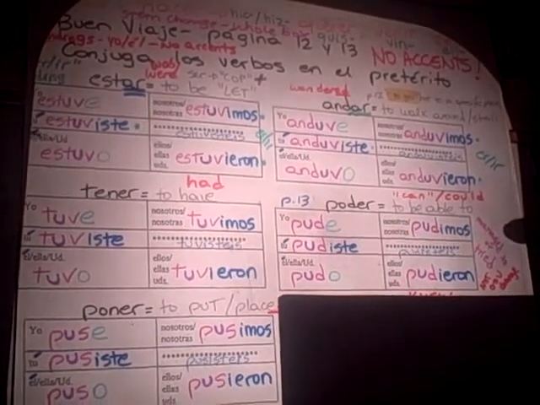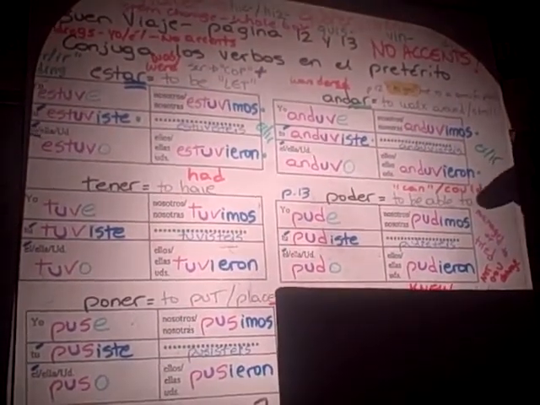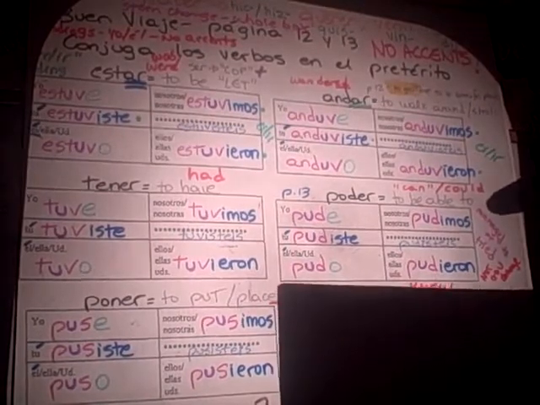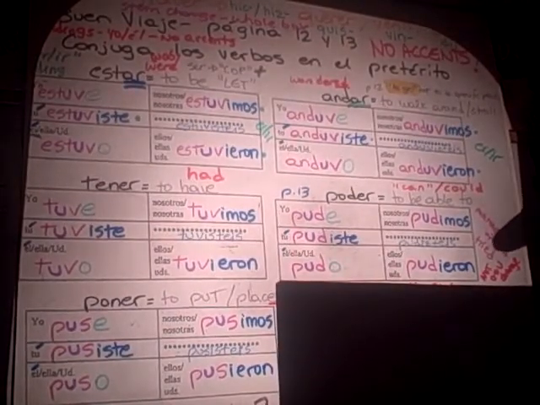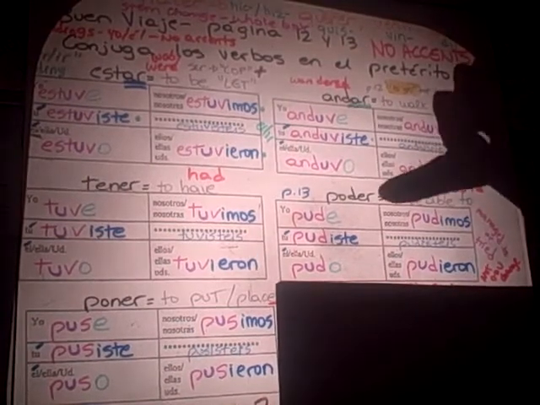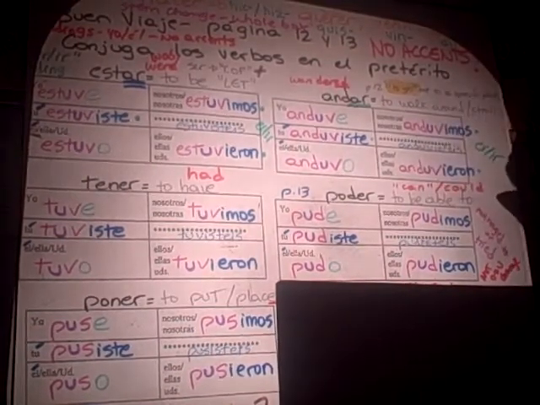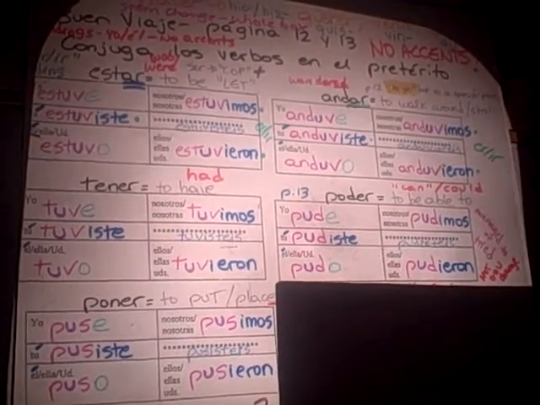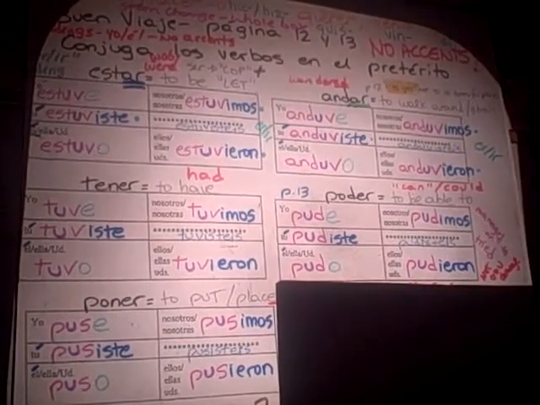Look also on page 13. It tells you that it's not just to be able to in the past tense, but can also mean managed to or tried in the past tense as well. Okay? And again, poder was an O to UE change in the present tense, but UE changes don't happen in the preterite. Okay? So would it be like could? Yeah. I could do something, or I was able to do something.